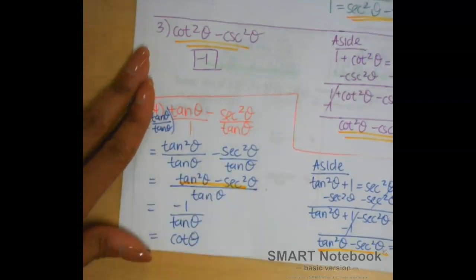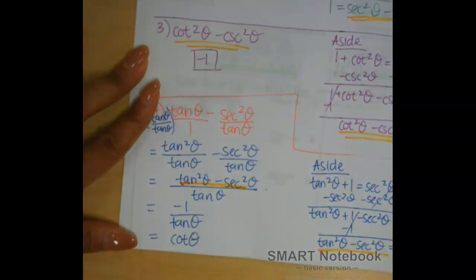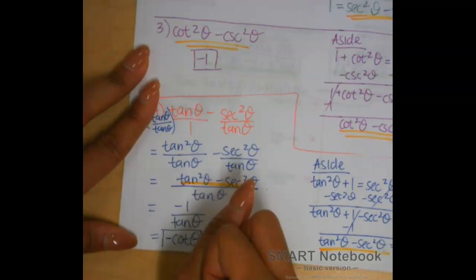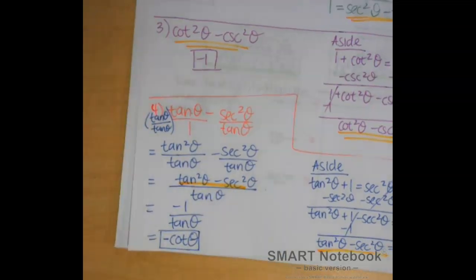But let me ask you this. Is that going to be a positive or negative? Why negative? Because you have a negative here. So just rewrite that as a negative cotangent. That would be your answer.